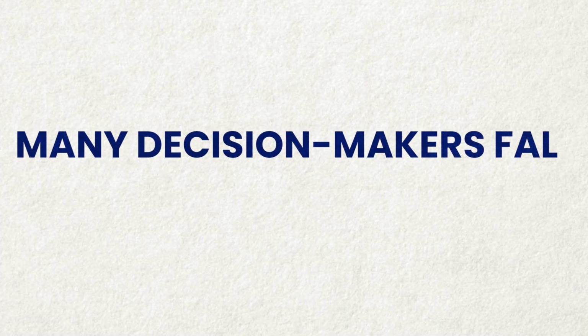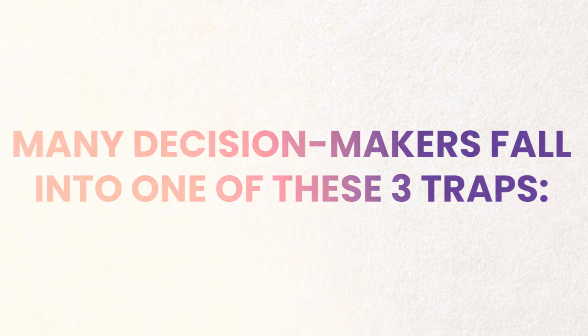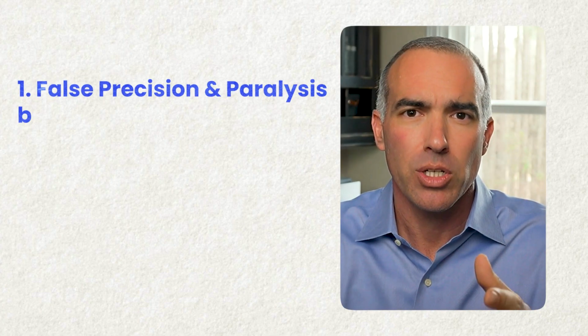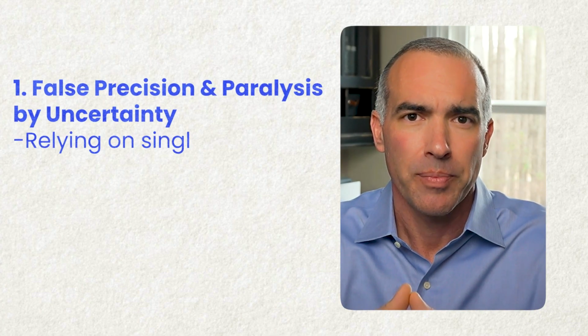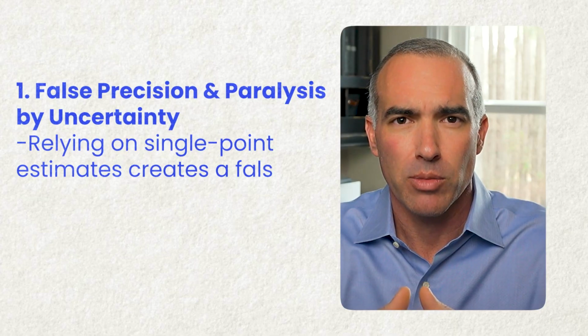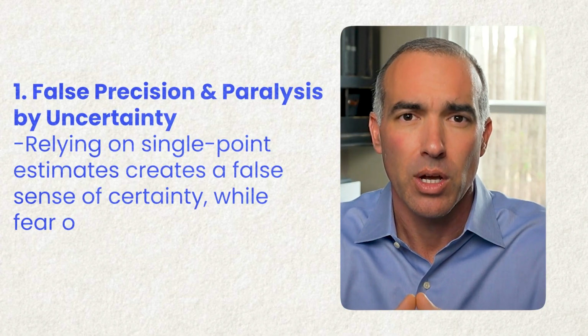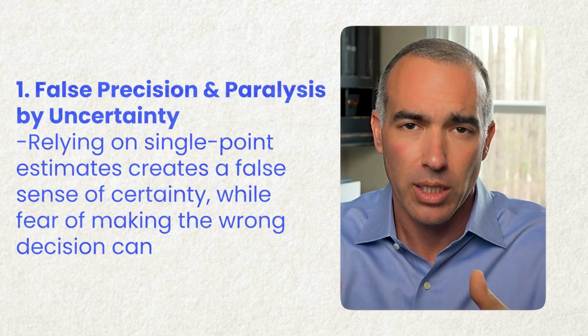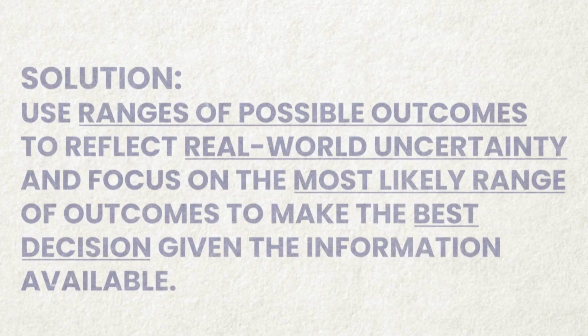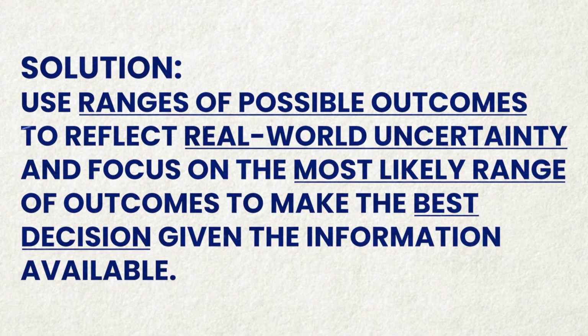Many decision makers fall into one of these three traps. 1. False precision and paralysis by uncertainty. Relying on single-point estimates creates a false sense of certainty, while fear of making the wrong decision can lead to inaction. The solution? Use ranges of possible outcomes to reflect real-world uncertainty and focus on the most likely range of outcomes to make the best decision given the information available.